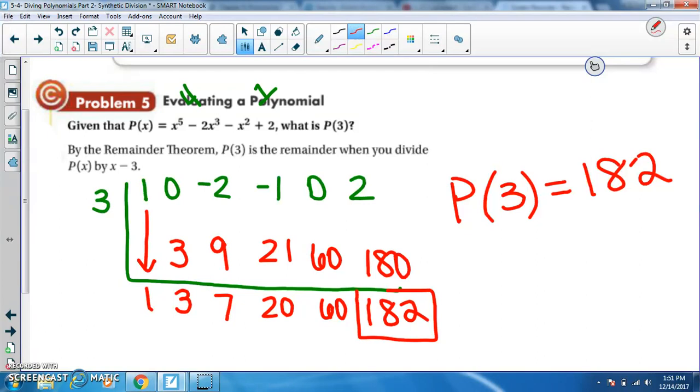You could check your work by plugging in and evaluating your polynomial at 3.